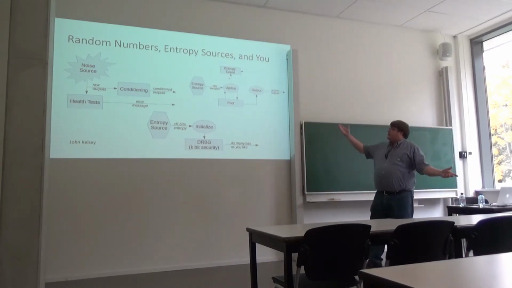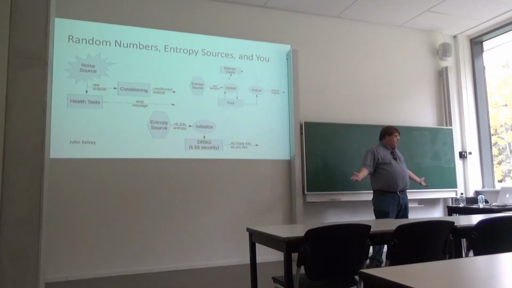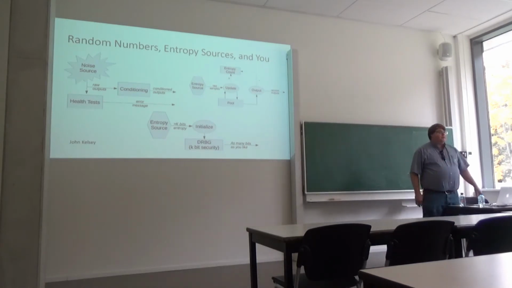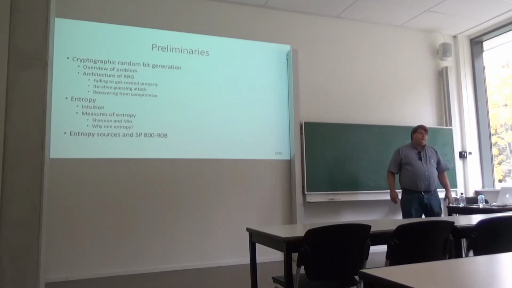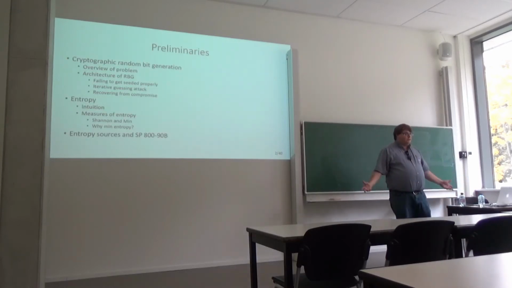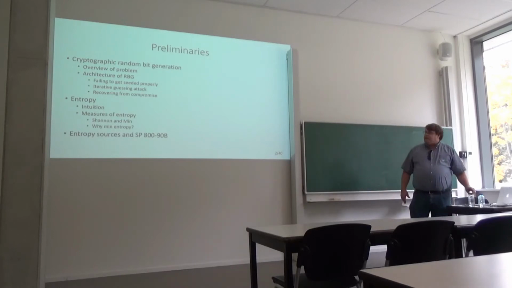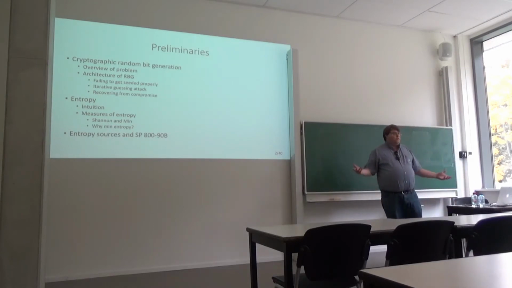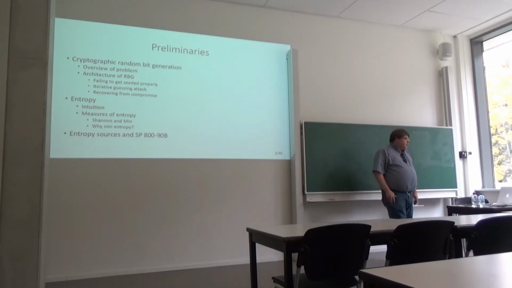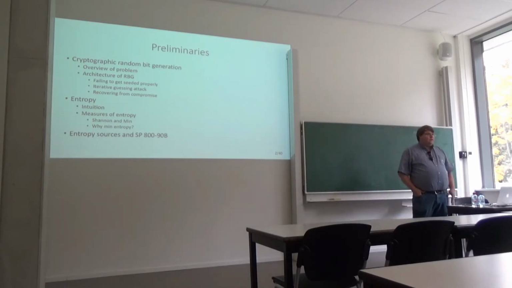The title of the talk, I just wanted to get your attention. So: random numbers, entropy sources. I'm mainly going to be talking first about cryptographic random number generation, how it's typically done, what the structure is, and some of the assumptions that people use. I'm going to talk about entropy, the intuition for what entropy means, how we measure it, and the specific choice of min entropy as the measure that we use.